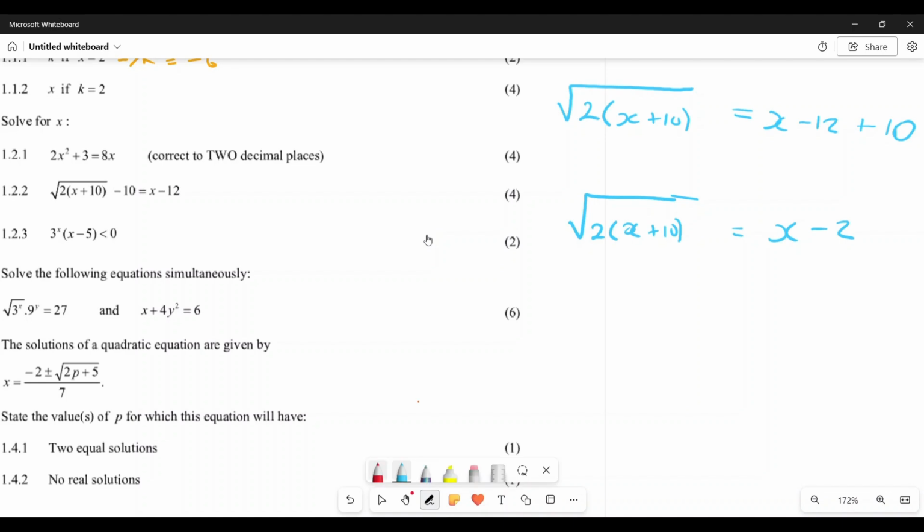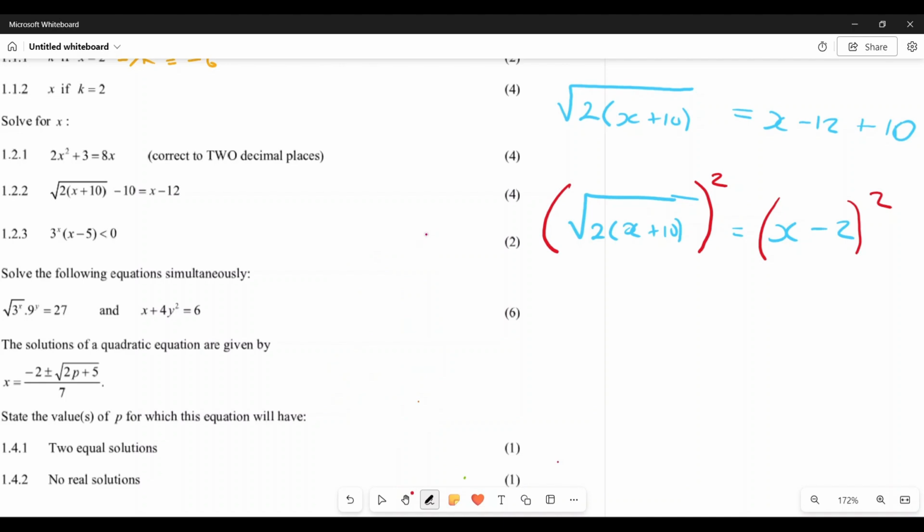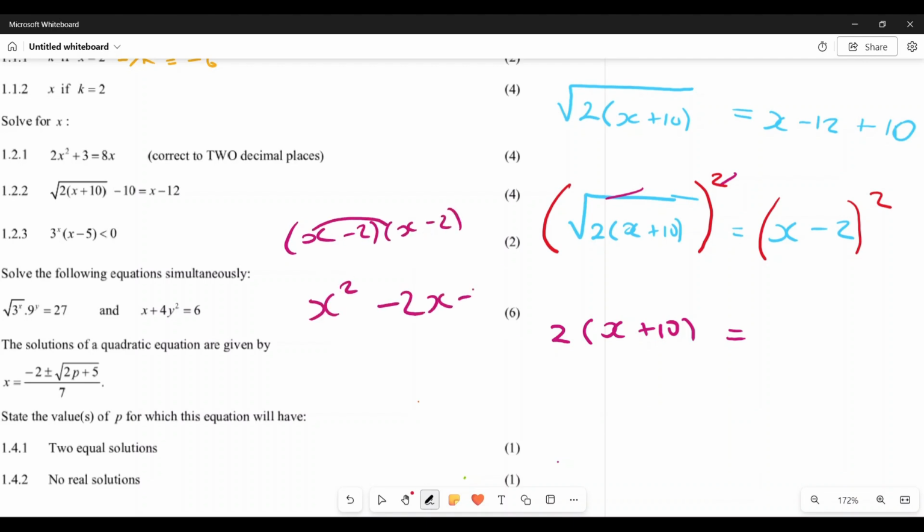Now, from here, I need to get rid of the square root, and I'm going to do that by squaring both sides. Now, as a result, when I square both sides, this squared is going to cancel out with the square root. This side, I'm going to be left with 2 multiplied by x plus 10. And then that side, let's try and distribute the brackets. So we have x minus 2, x minus 2. So as a result, this would be x squared minus 2x minus 2x plus 4, which is x squared minus 4x plus 4.